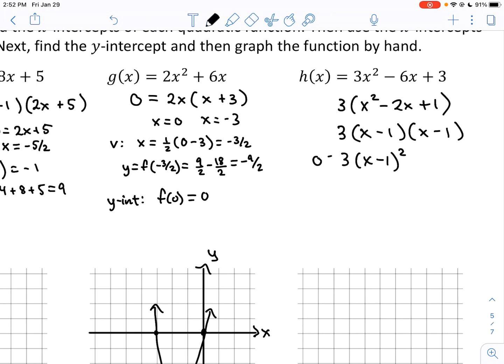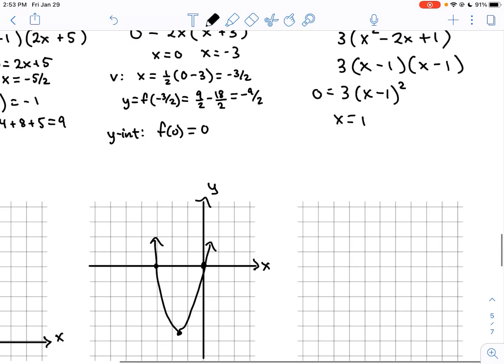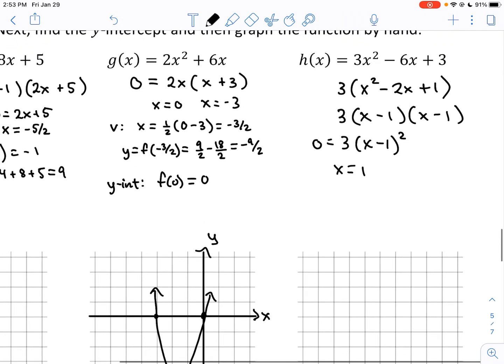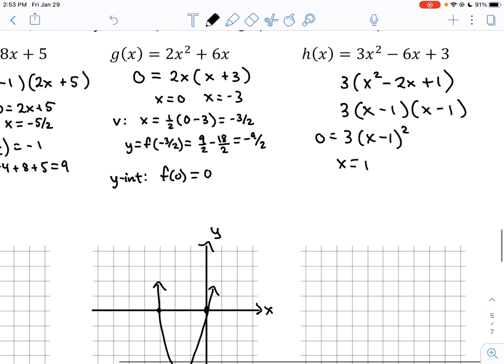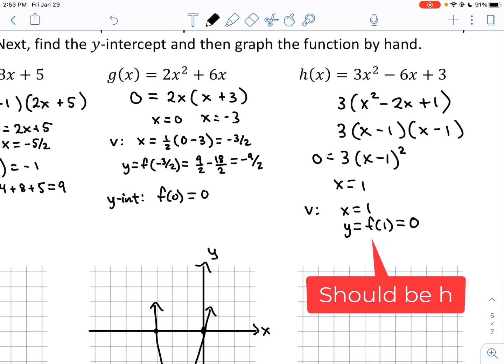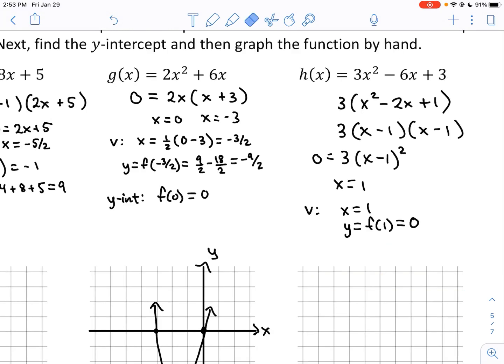But anyway, if I set this equal to 0 and solve, I get x equals 1, which is not surprising because that's where the vertex is now. When there's only one x-intercept, then that is going to be where your vertex is. So we know that our vertex also is going to have x being 1, and the y-coordinate will be f of 1, which should be 0. If you plug 1 into this, you'll get 0. But it makes more sense when you plug 1 into this, you get 0.